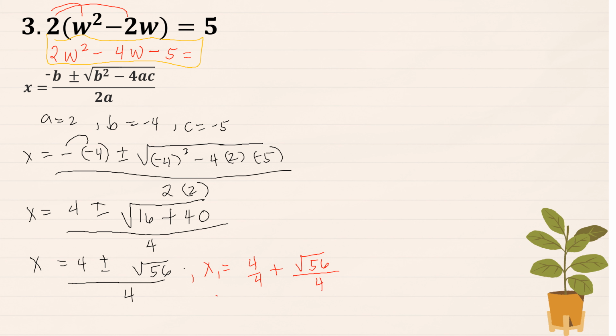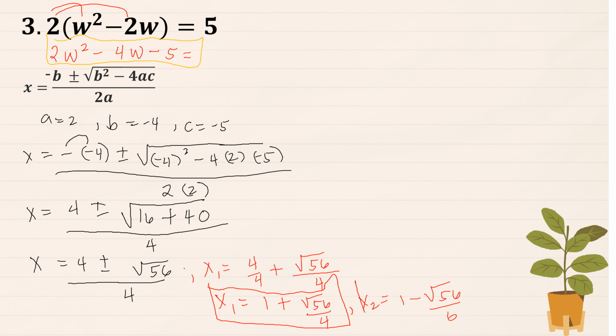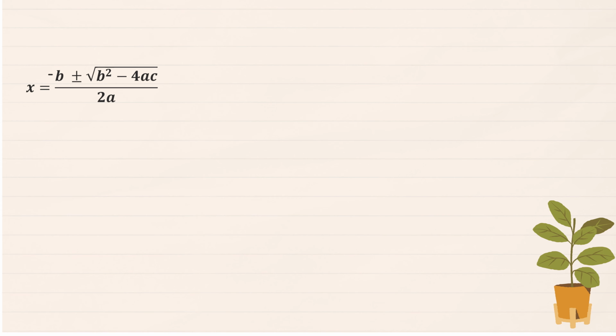So therefore, our first x is 1 plus square root of 56 over 4. And then our second x will be 1 minus square root of 56 over 4. So it's up to you if you want to check your work, if you want to prove if your values of x are correct. Okay, so let us have this next example.